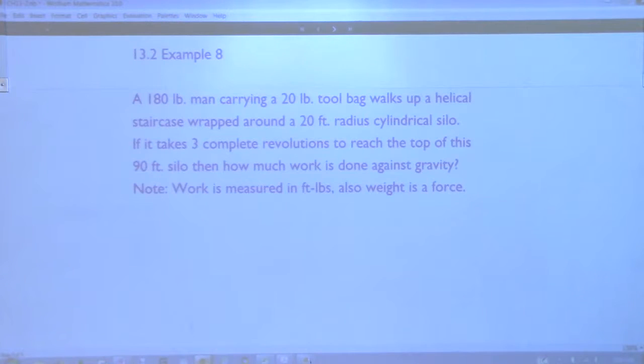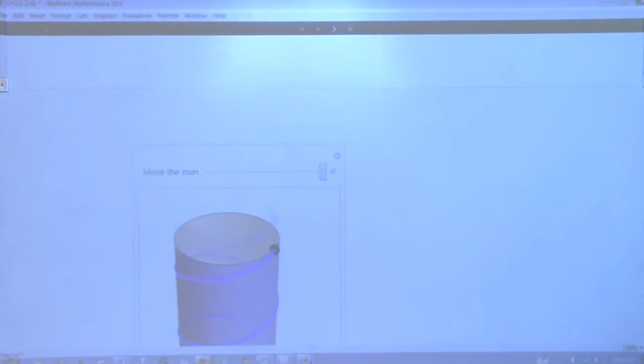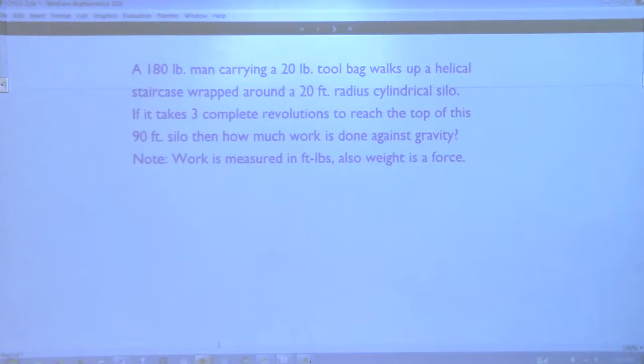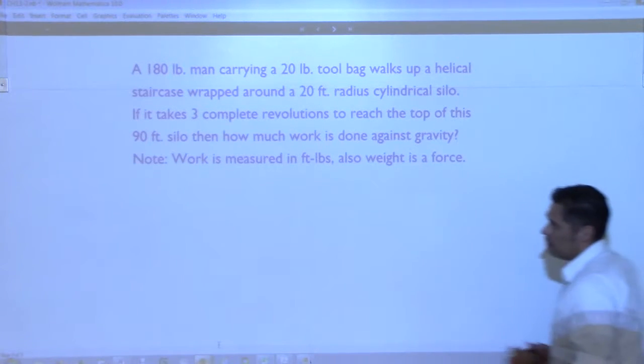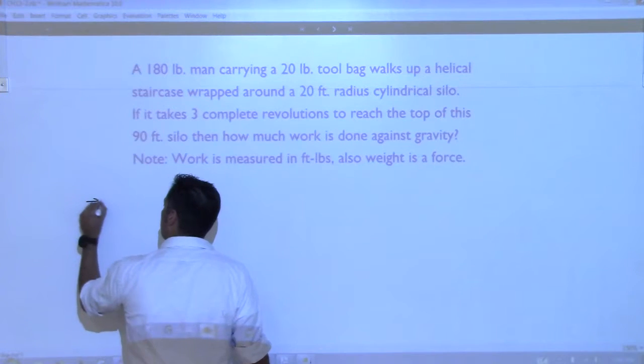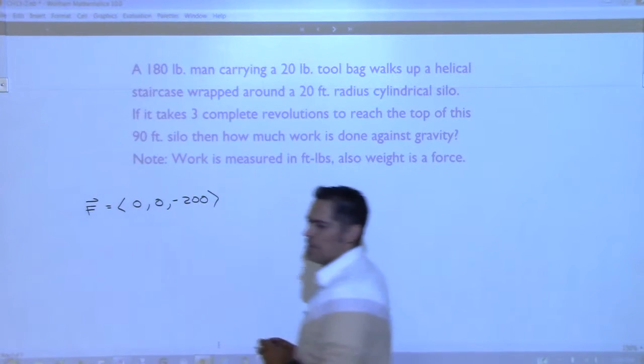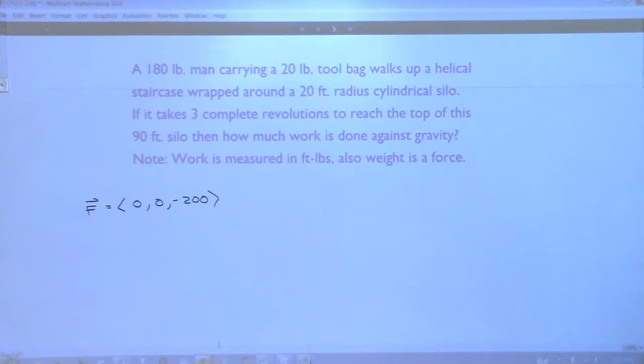All right, let's get moving here. We ended class last time, and we did not quite finish this problem with the person who was climbing up along the silo tower. Remember that? And we had set up most of it. We had said that the force, the vector field, which really represented gravity, was a pretty simple vector function, <0, 0, -200>, right? And that just represented the force of gravity straight down. And we got the 200 from the fact that it's a 180-pound man carrying a 20-pound tool bag, right?